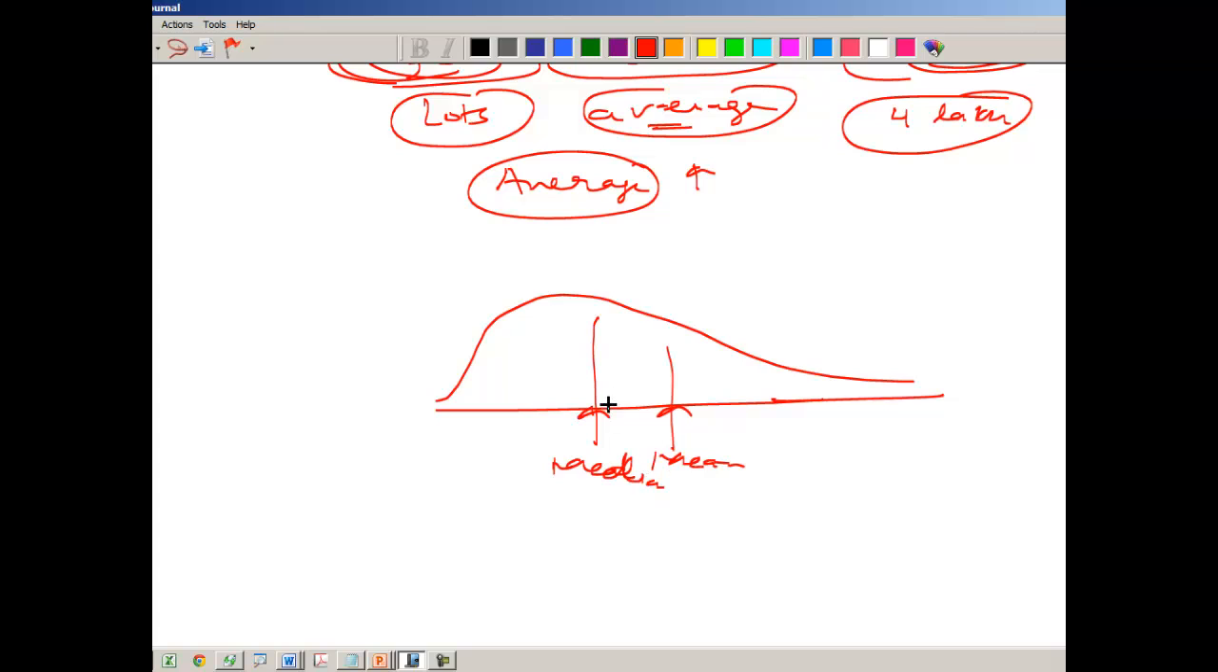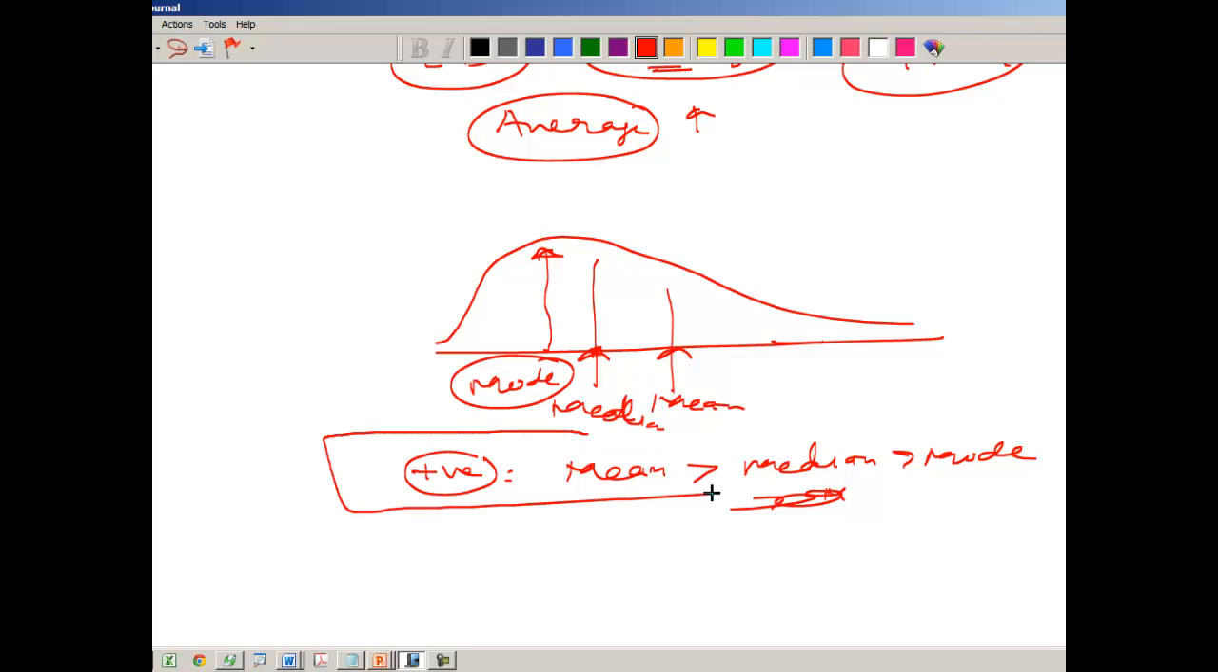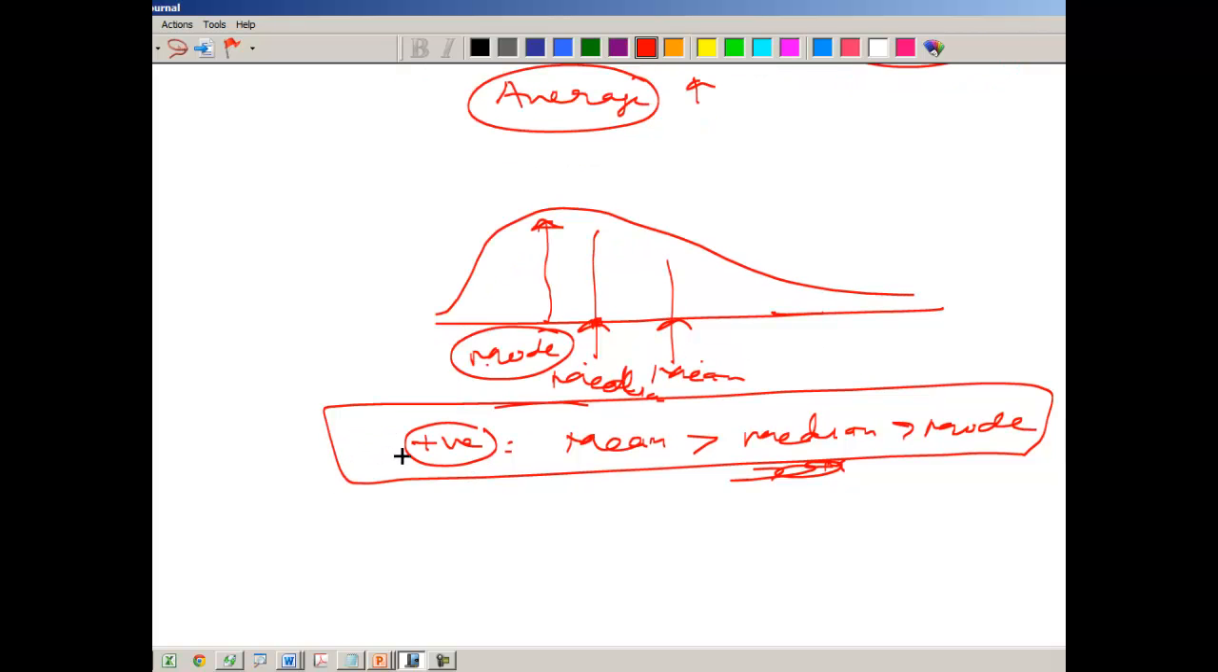Okay, note that this is the median. Median is the middle value, and this has the highest frequency. This is the mode, right? So in case of positively skewed distribution, what you find is that the mean is greater than the median, which in turn is greater than the mode. So this is one of the properties of a positively skewed distribution. Your mean is greater than median, which in turn is greater than the mode.